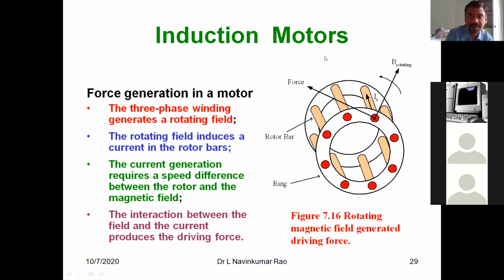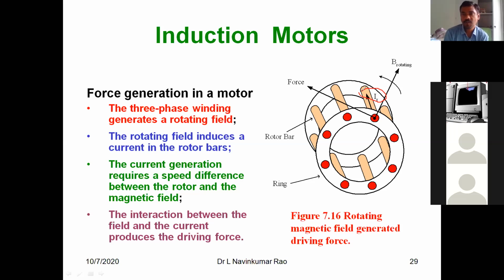Once the current started flowing, you can see this is current IR. Then a current-carrying rotor conductor placed in a magnetic field experiences a force. Force will come into the picture. One positive force in this direction, and exactly its opposite conductor will experience a negative force, two anti-parallel forces. Because of these two anti-parallel forces, torque is developed and the motor starts rotating. We have already studied this, and the motor will rotate in the same direction.